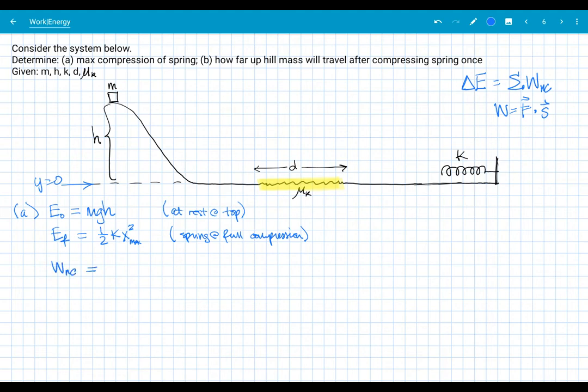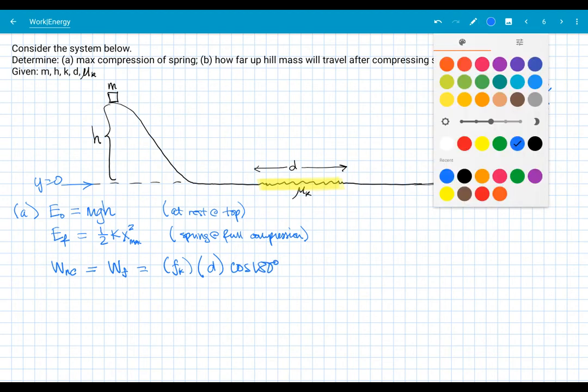So the only thing there, my non-conservative works, is going to be the work done by kinetic friction. So that will be my kinetic friction multiplied by my displacement multiplied by cosine 180 degrees. Okay, to know that, really what I need to do is draw my free body diagram.